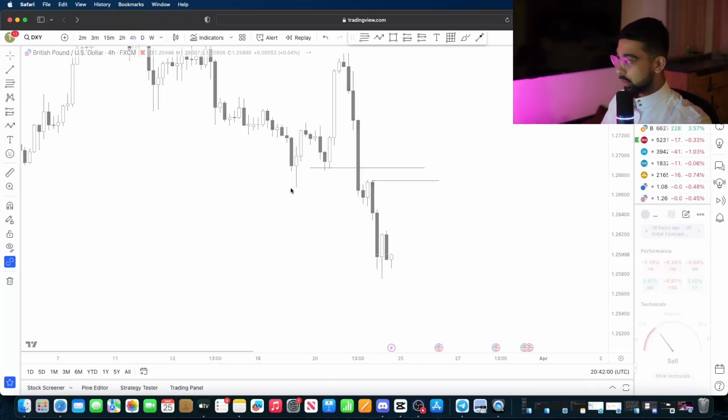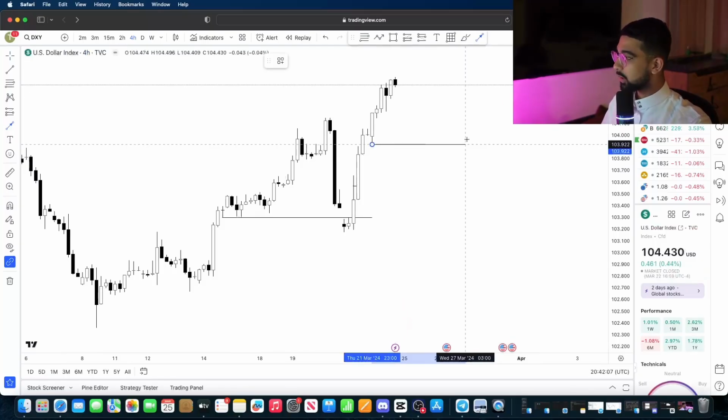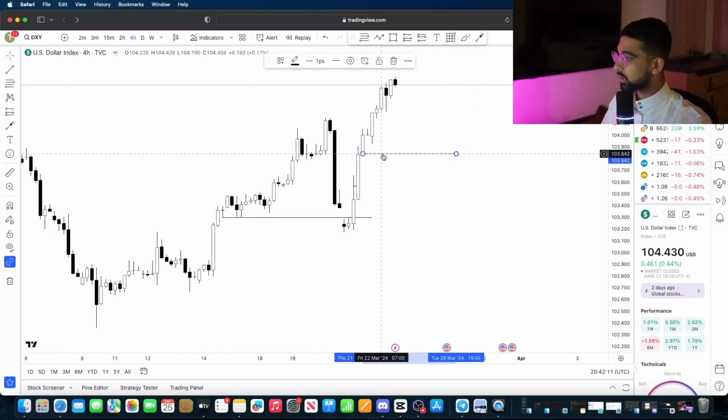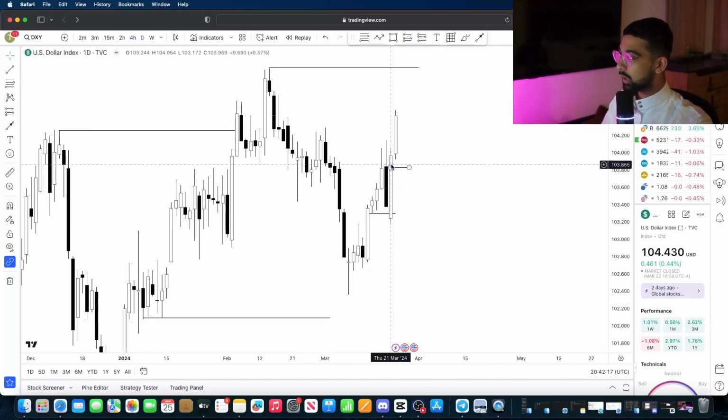Okay, so we'll go back to the DXY. What should the DXY do? I think the DXY, this is going to make things clear, may possibly go into this array, under this array, or potentially to here. Okay, so go into the daily. What does that look like on the daily? It looks like the daily order block, around the daily order block.